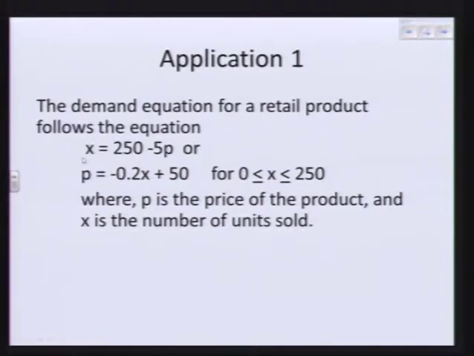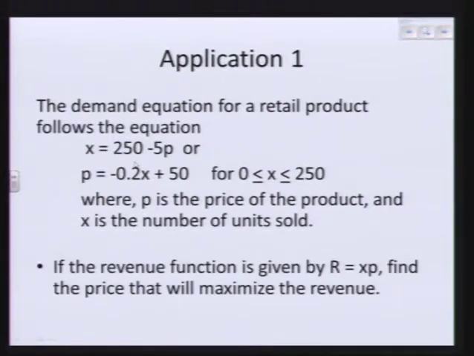So with the first form, if we have a price and we want to look at how many units we can sell under that price, that's our equation. But if we know the number of units and want to figure out the price per unit, then we can use the second equation. Now, this last notation here: if the revenue function is given by r is equal to xp, we want to find the price that will maximize the revenue. That's what makes this a problem that deals with the quadratic function, because we want to find a maximum.